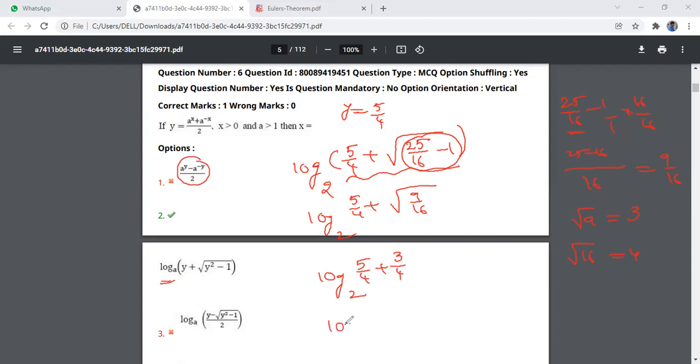So what does 3 by 4 mean? Denominators are same, so we can add the numerators. 8 by 4, that is 4 ones are 4, 4 twos are 8. What are we getting? Log 2 of 2. Whenever these two are same, we know log a of a is equal to 1. So this answer is 1. So we got x is equal to 1. That means we are substituting the value of x, and we are getting the y value 5 by 4. So this option is the correct one.